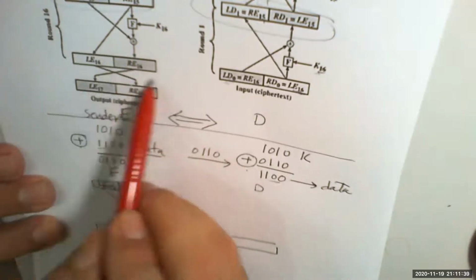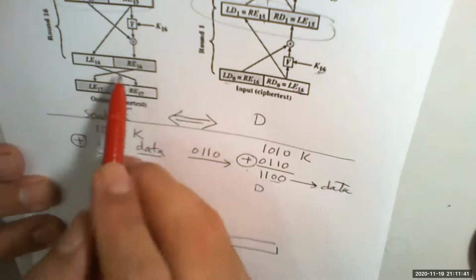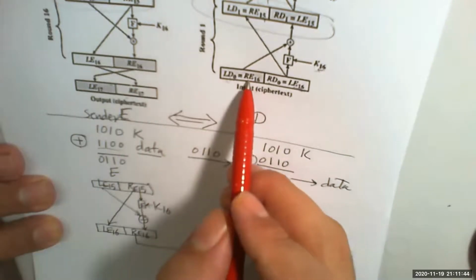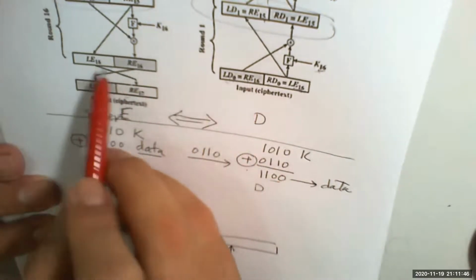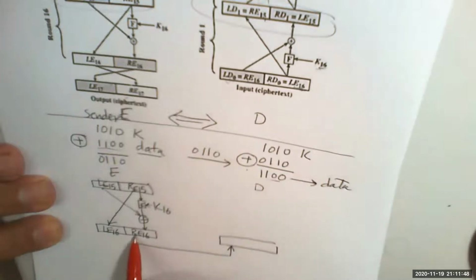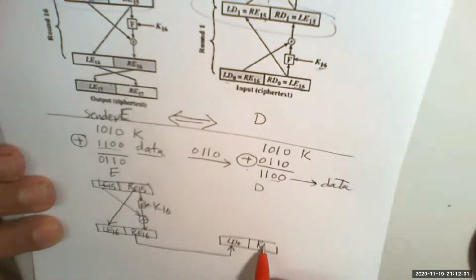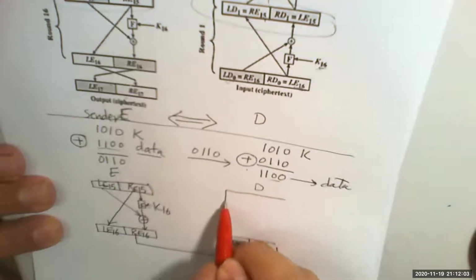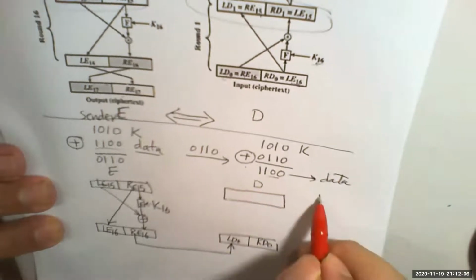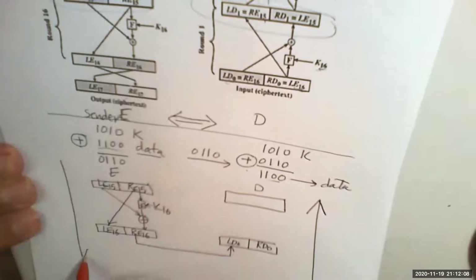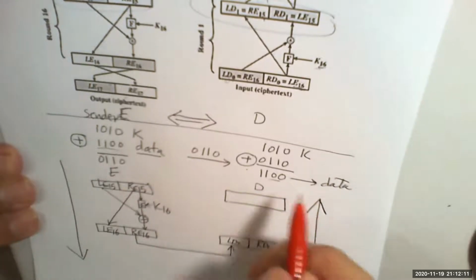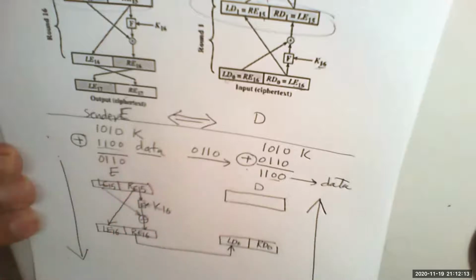This last swap means the right hand side will be the left hand side there, and the left hand side will be the right hand side there. This means the right hand side will be in the left hand side. So here we have RE16, we have LD0, we have RD0. Also the same thing, we are doing the same here, like that. From bottom up, this is from top to bottom.